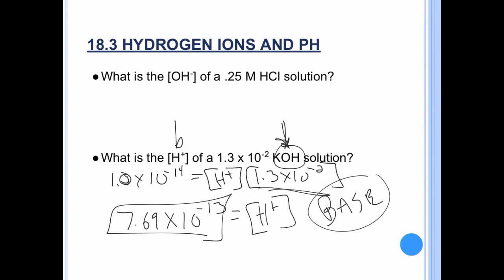So that's it for strong versus weak acids and bases, as well as the relationship between hydrogen and hydroxide concentrations and the equilibrium constant of water. In the next video, we're going to talk about pH, which is hinted at up here, and how we relate the concentrations of the hydrogen and hydroxides to pH, and also another scale called pOH, which is very similar.